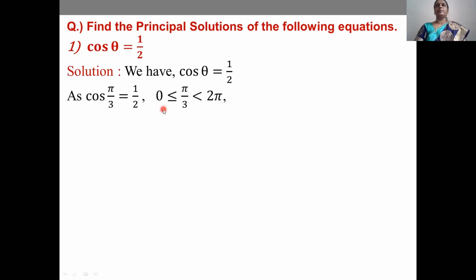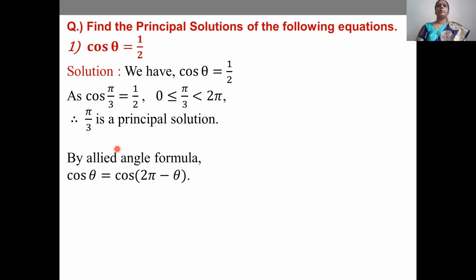As we know, if the value of theta lies in the interval 0 to 2 pi, then it is a principal solution. Therefore, write down pi by 3 is a principal solution. Then our aim is to find the next solution, because we know that in the interval 0 to 2 pi, we get two principal solutions. For that, use the allied angle formula.